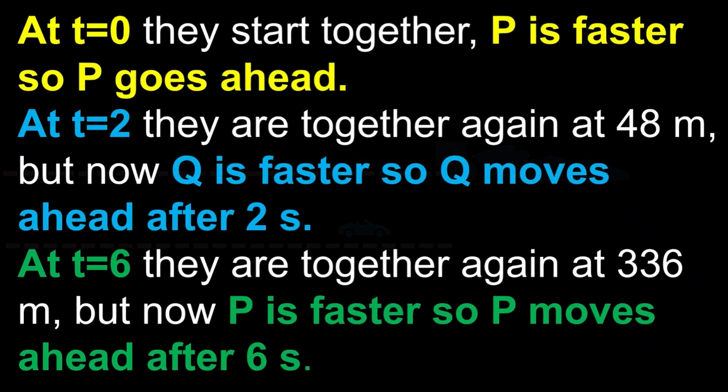To summarize this, at t is equal to 0, they start together. P is faster, P goes ahead. At t is equal to 2, they are together again. Q is faster, Q is ahead. At t is equal to 6, P gains much acceleration. P is now faster and moves ahead after 6 seconds.